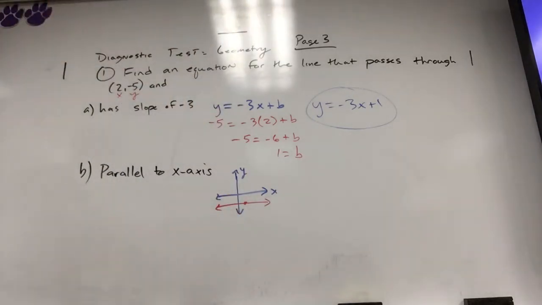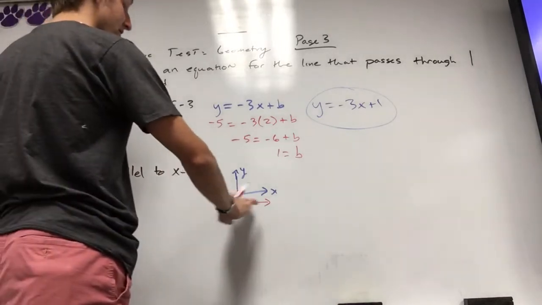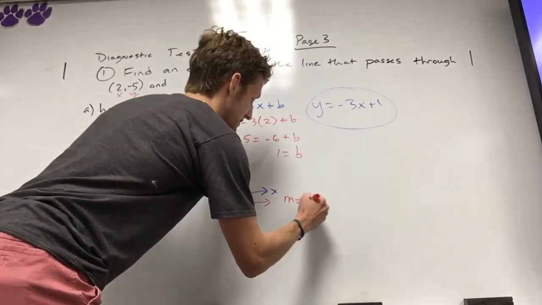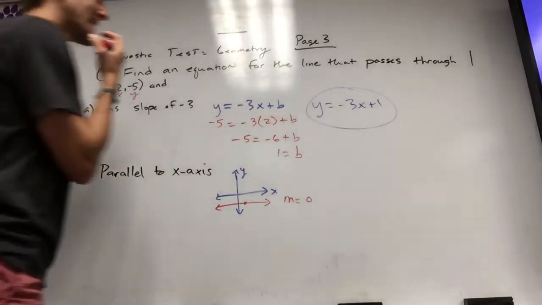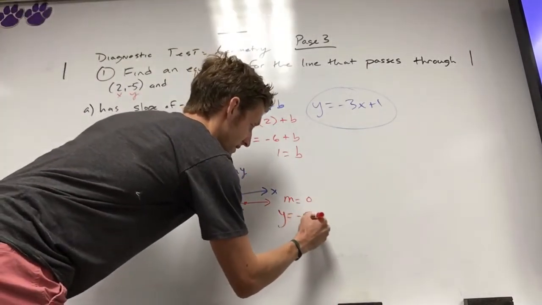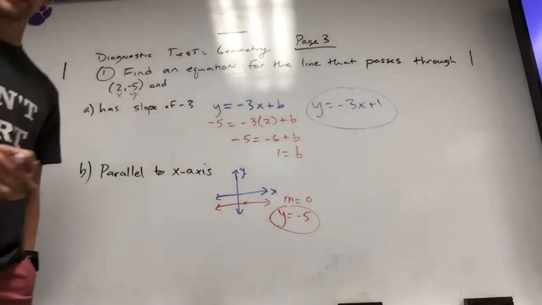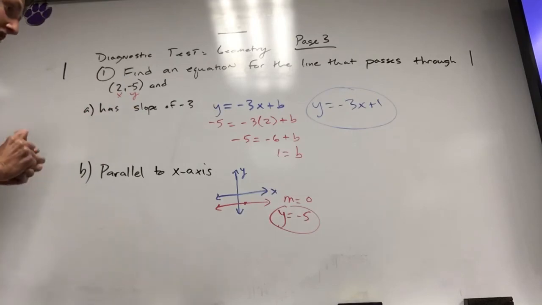Okay, what's the slope of that line? That line is never rising, it's always running. So its slope is 0. Therefore, I have the line y is constantly -5. I'm always 5 below sea level, if you want to think about it like that. So y equals -5 is my equation.